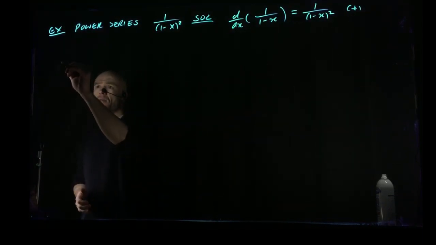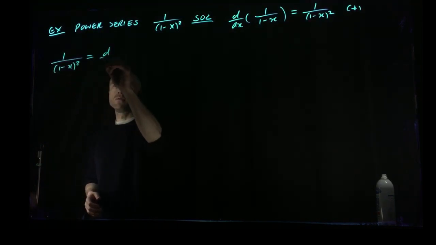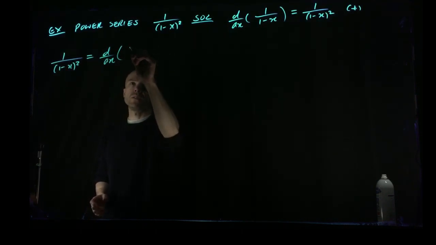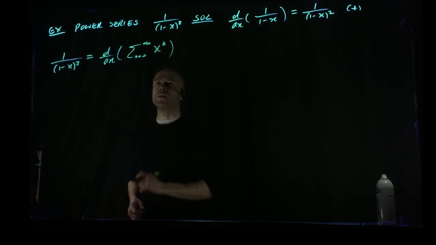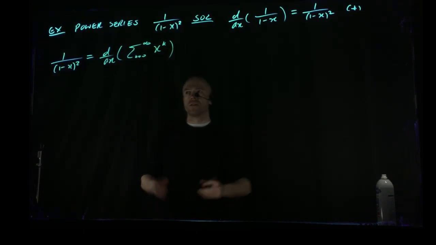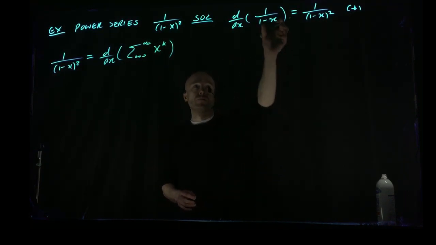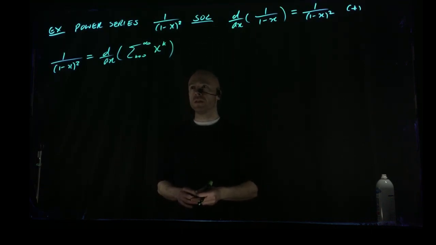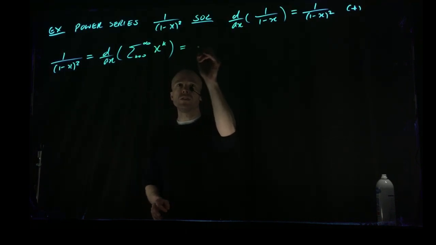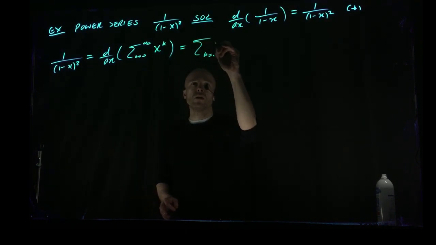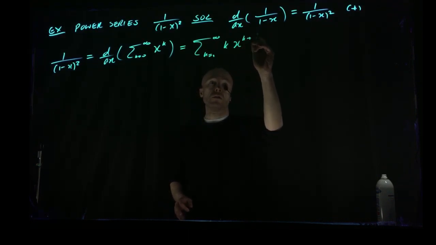So from star, we have that 1 over 1 minus x squared is the derivative of this power series, the sum from k equals 0 to infinity of x to the k. Because whenever the absolute value of x is less than 1, this thing actually is this power series. That's what we've seen. And by the theorem, we can then differentiate it term by term. When k equals 0, the constant term vanishes. So the first term is just k equals 1, and then we go off to infinity, and we have k x to the k minus 1.